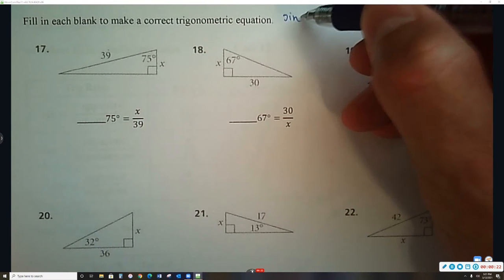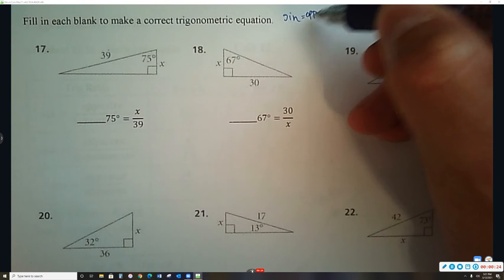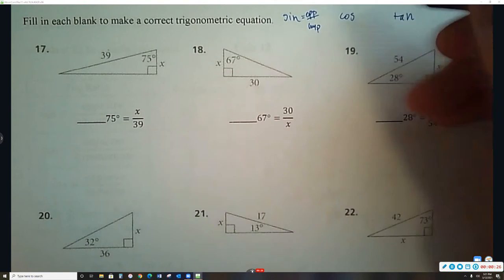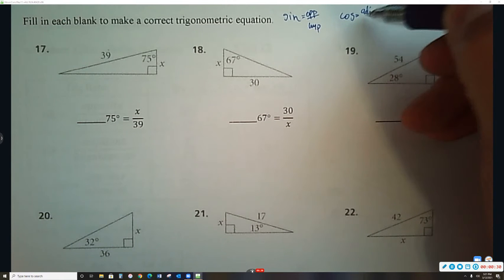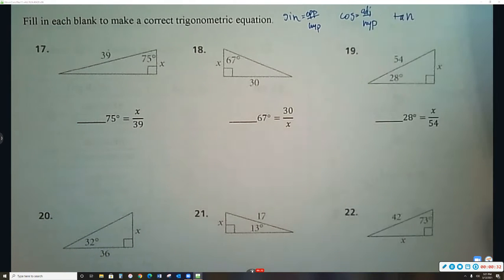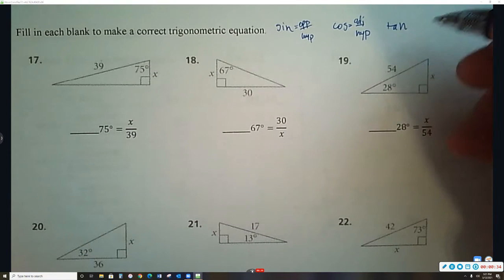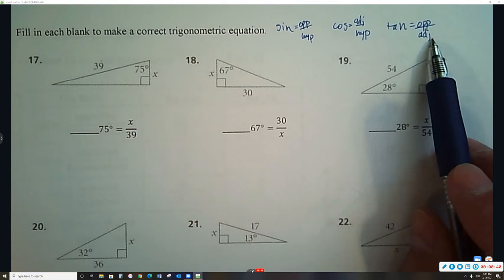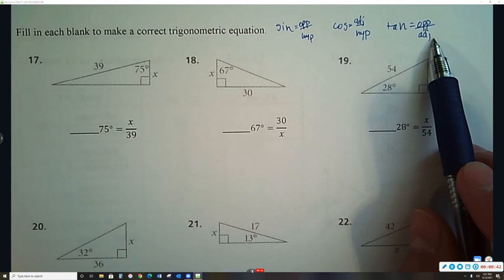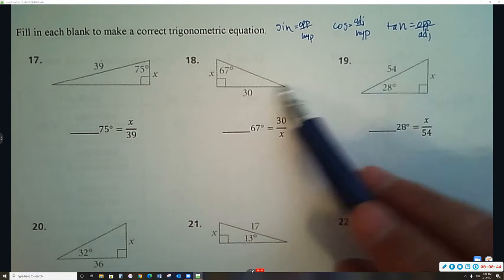Because remember, sine is opposite over hypotenuse, cosine is adjacent over hypotenuse, and then tangent is opposite over adjacent. So have this handy in the back of your brain, and then we're going to solve these.